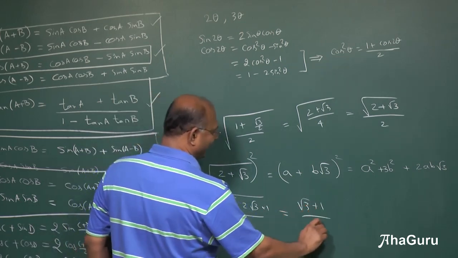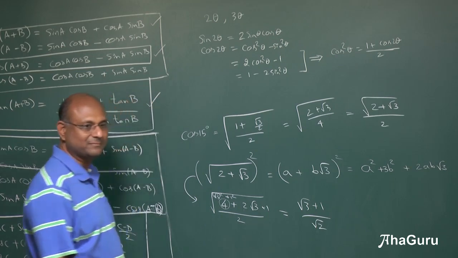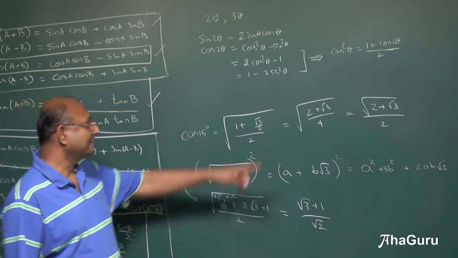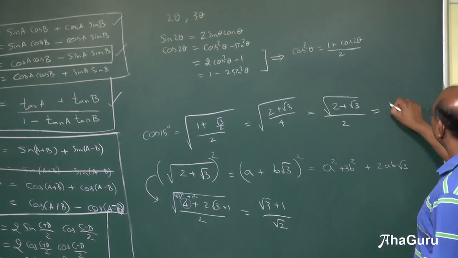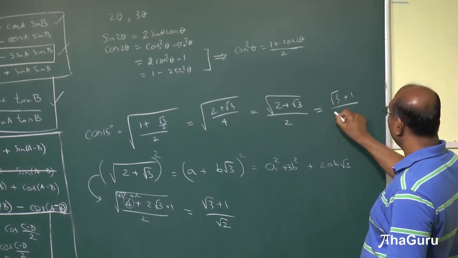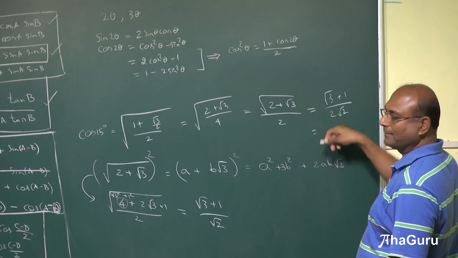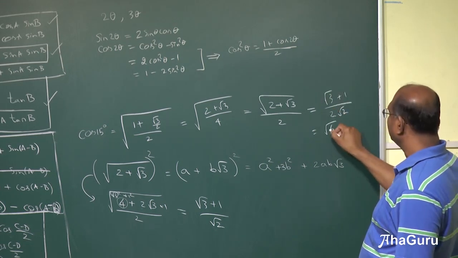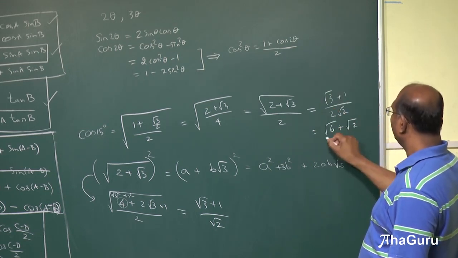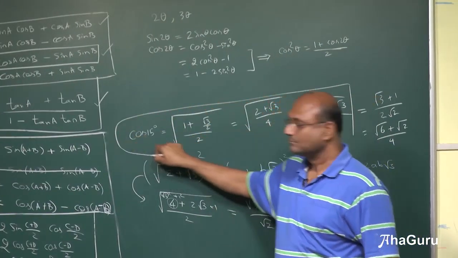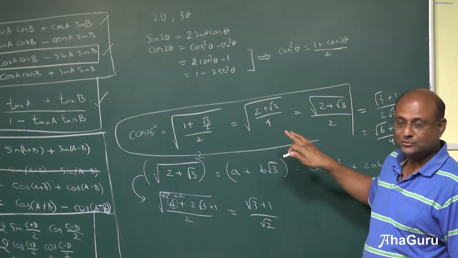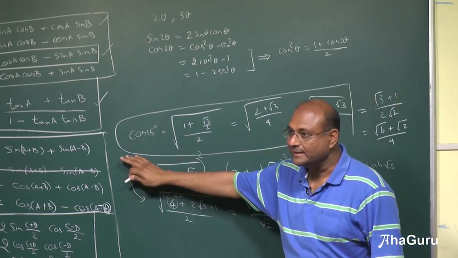Except there is a root 2 hanging around. And then there's already a by 2. Correct. So that means this fellow is going to be root 3 plus 1 by 2 root 2. Or if I multiply by root 2, this will be root 6 plus root 2 by 4. So everybody got till this point, right? That is important.